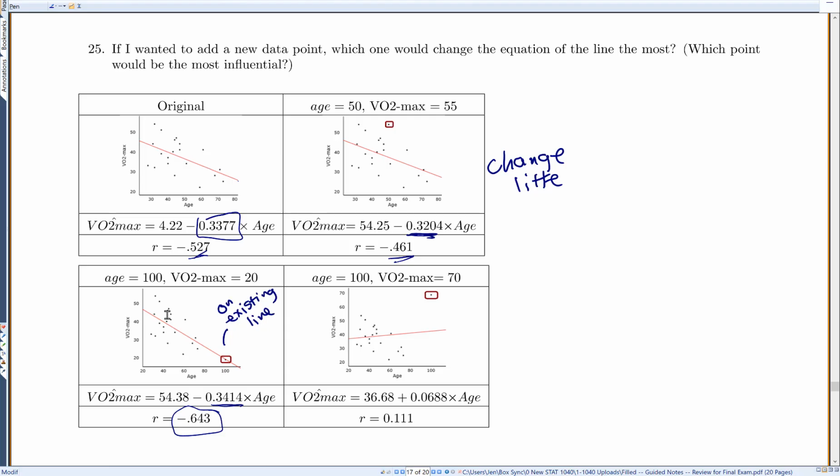So it might be far away, but because it was on the existing line, it actually just convinces us that the relationship is even stronger. We actually got a higher correlation of negative 0.64. Okay. But what if we had a man that's 100 years old and has a VO2 max of 70? So he's still out there running marathons.